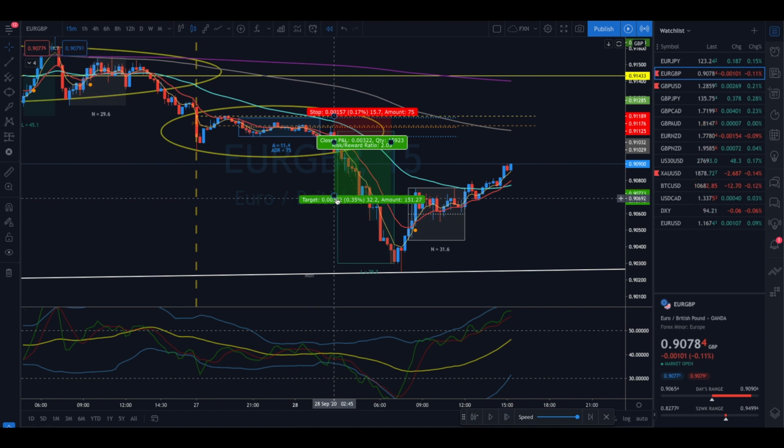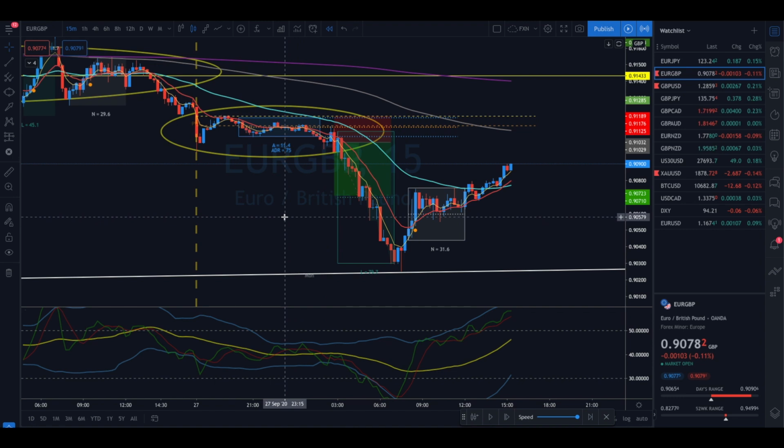Typically 15 pip stop loss, 30 pip take profit. And on any pairs, like if I ever trade an NZD or AUD pair, JPY pair, I typically would have to use a higher stop loss just because the pip value on those pairs is a lot bigger. So stop losses would be way bigger than 15 pips, so maybe 20, 25, sometimes 30 pips, it depends.